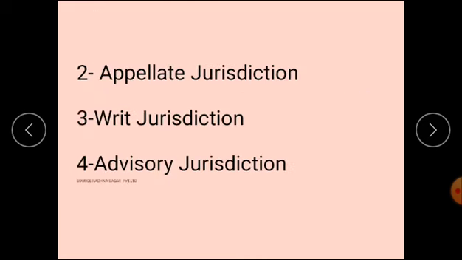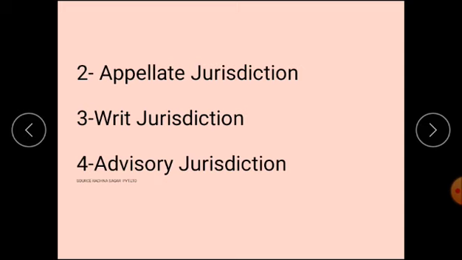Next, appellate jurisdiction. As we know, the Supreme Court is the apex court for the jurisdiction in India. When someone is not satisfied with the decision given by the High Court of a state, in that case, he or she may ask the Supreme Court to review the judgment. The Supreme Court may consider the case. This is called appellate jurisdiction of the Supreme Court.